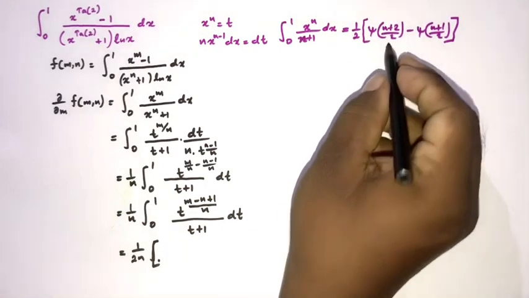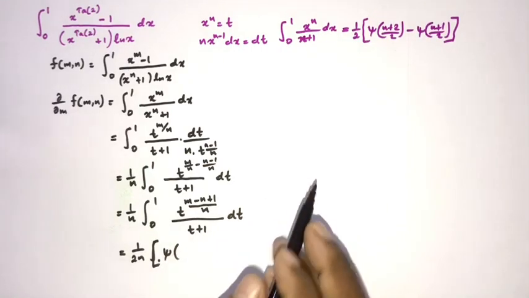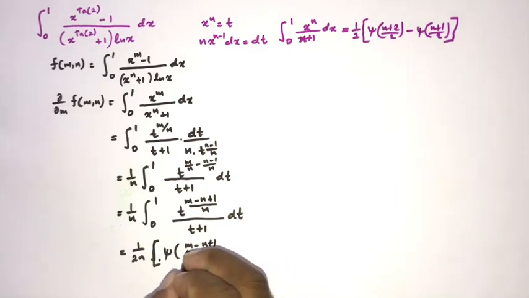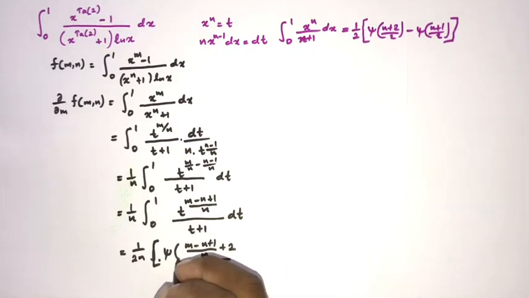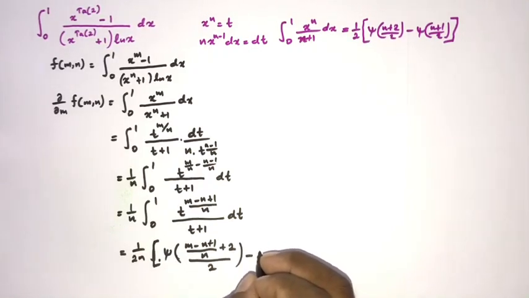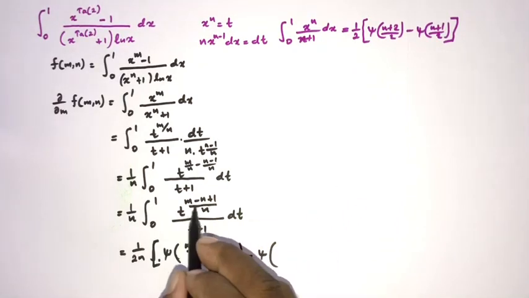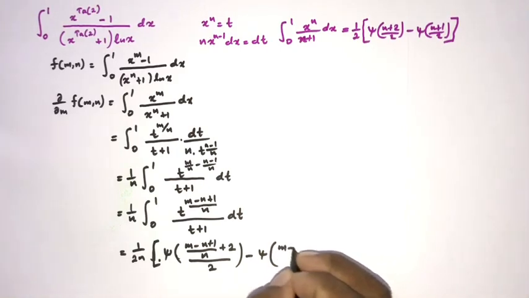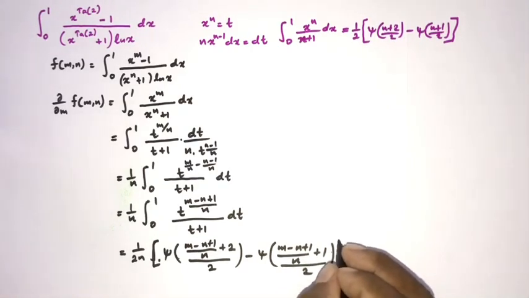parentheses, digamma of ((m−n+1)/n + 2)/2 minus digamma of ((m−n+1)/n + 1)/2. Now we know m − n + 1 over n, so m − n + 1 over n plus 1 over 2.